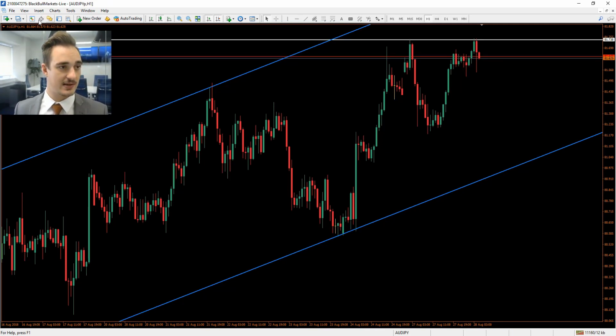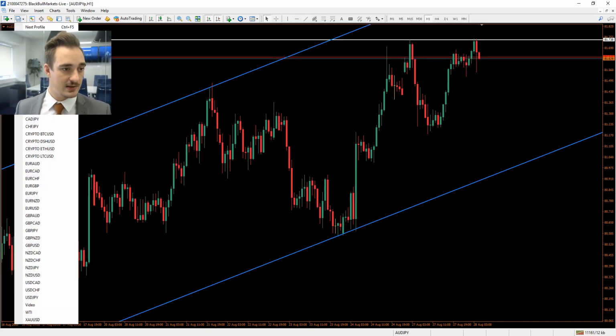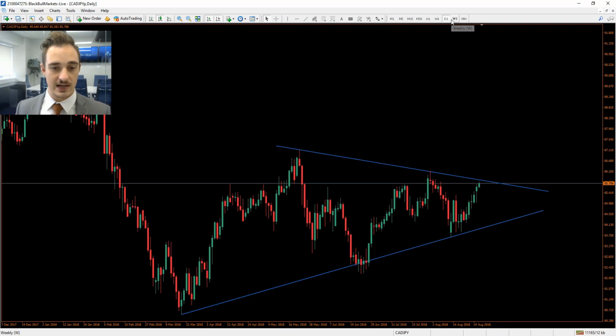The next one we're looking at is the CAD Japanese yen. Just find it over here. Here it is. So we've got this on the daily bar chart, bit of a triangle forming, looking for a break. So this could be this week or potentially next week as well, just depending on how long it does consolidate in this triangle.